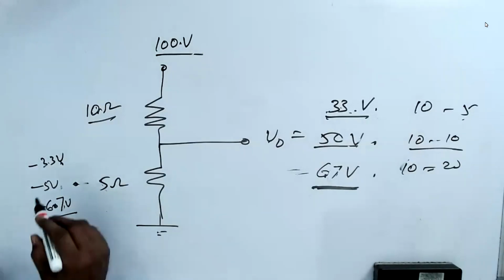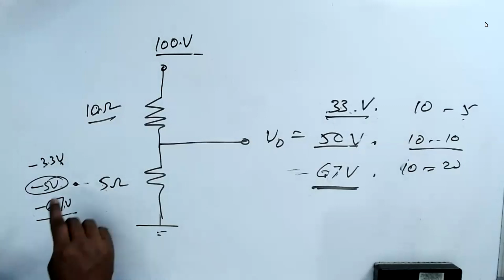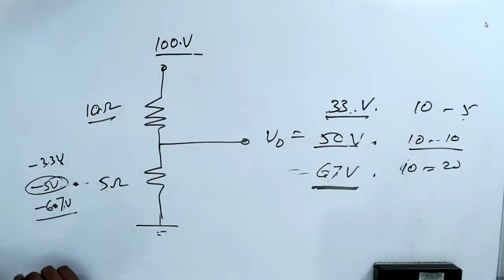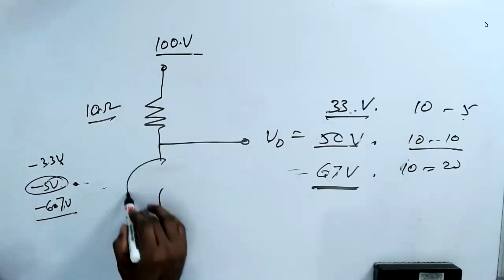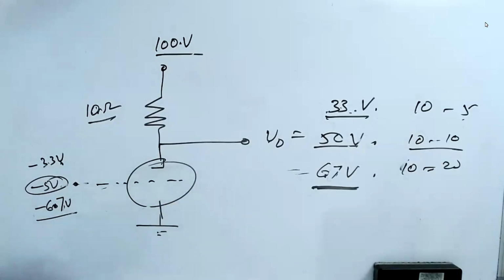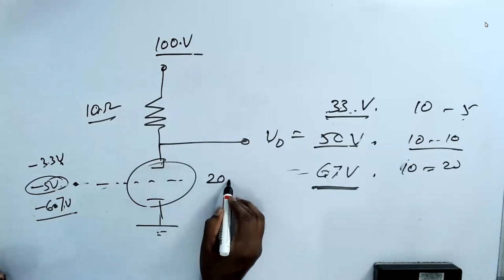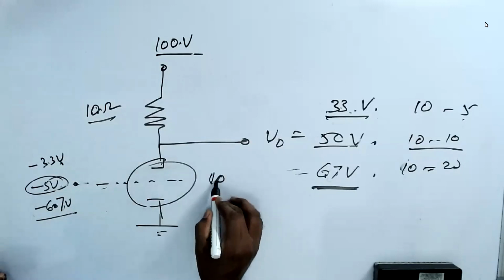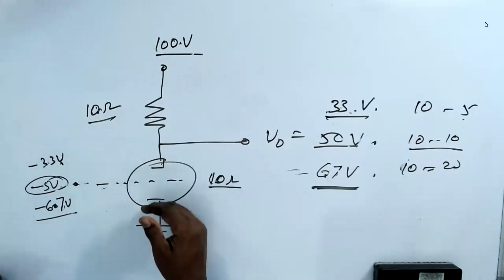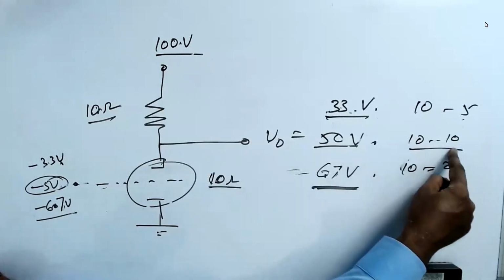Now, when I have a minus 5 volt, understand? When I have a minus 5 volt, this vacuum tube, this is the cathode. When I apply minus 5 volt, assuming that this has 20 ohm, 10 ohm, because it passes only some amount of current, so this becomes 10, 10.